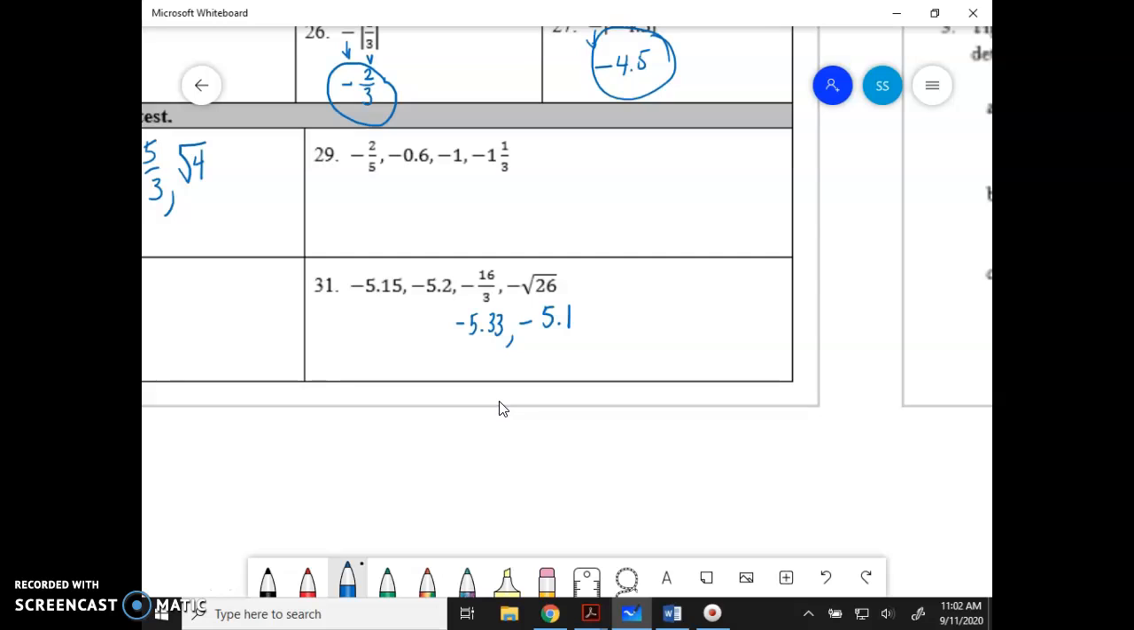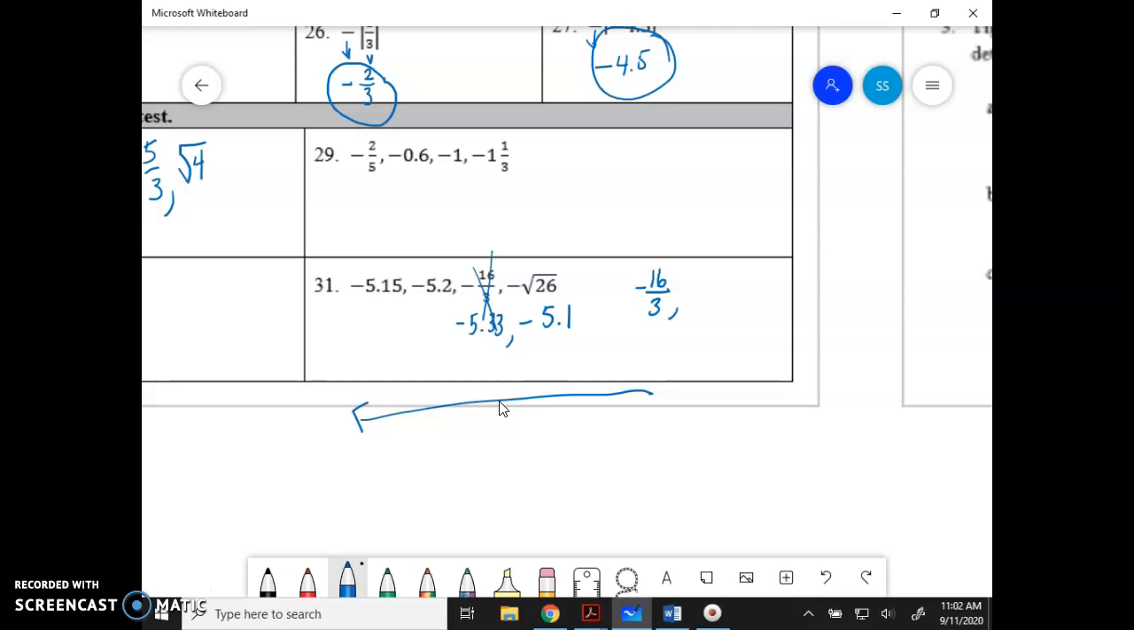All right, so now let's see, what is the smallest number here? And these are negative numbers. So you got to remember that the biggest number is actually going to be the smallest, because on a number line, the smaller numbers are to the left, okay? So my smallest number here is actually negative 5.33. So that was negative 16 thirds. So there's my first one. If you want to just cross them out, then you know you're done dealing with them.